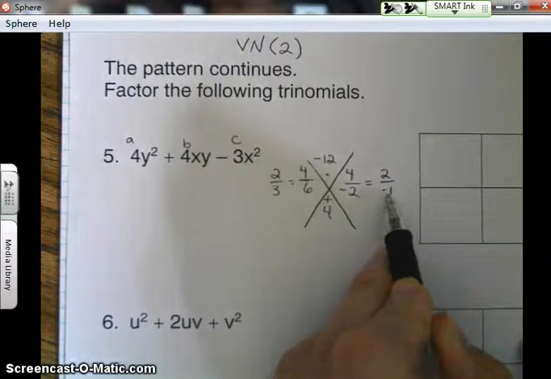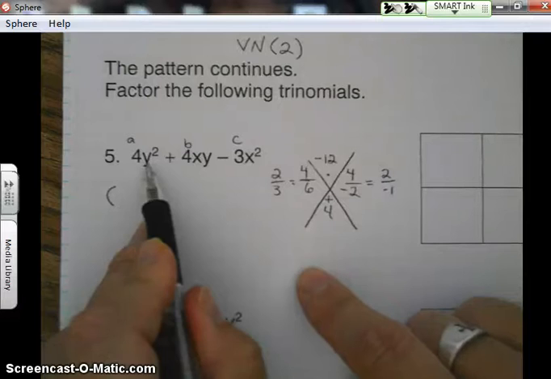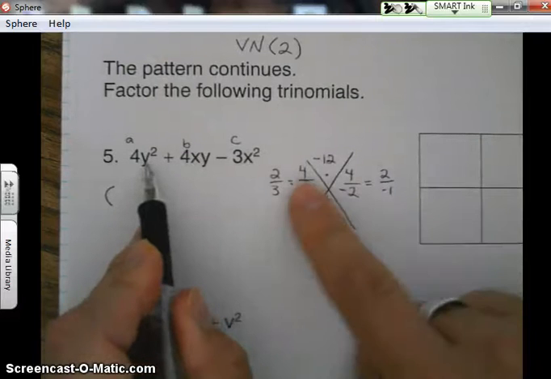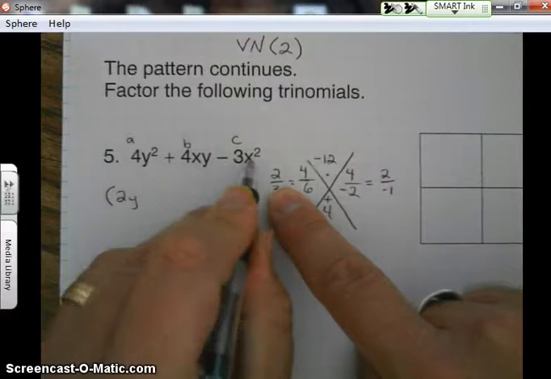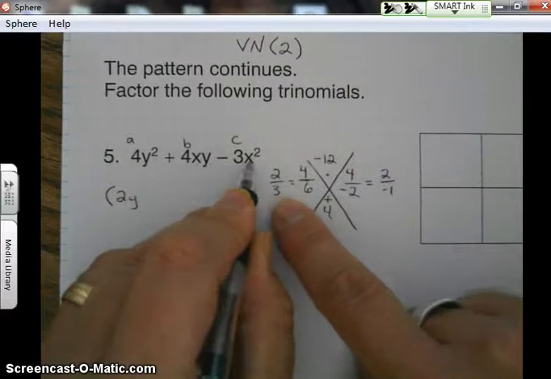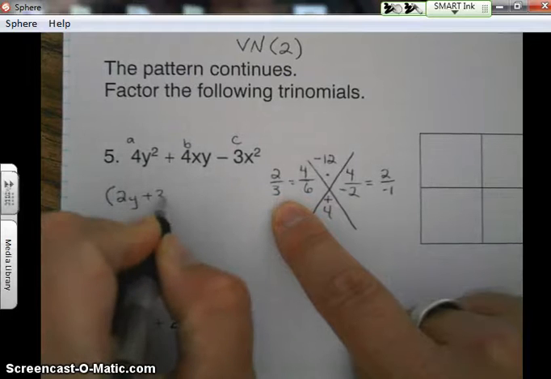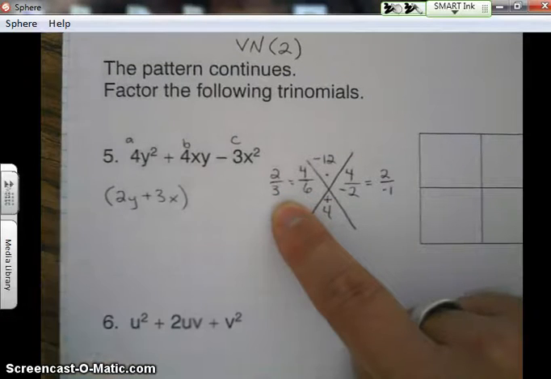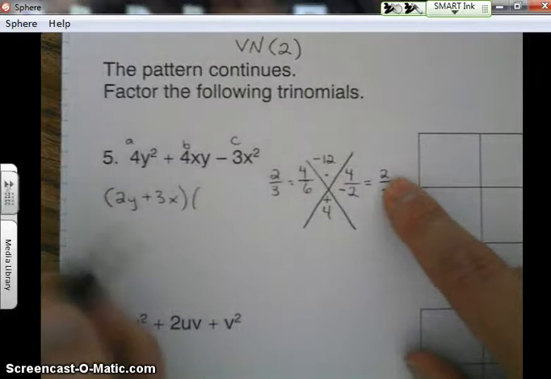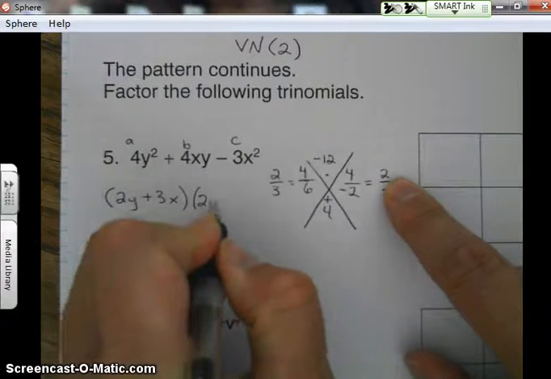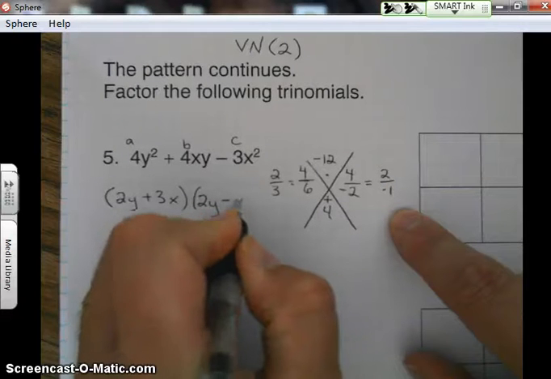Okay? So now notice we have two letters. We have y and an x. So the y goes with the top number, so 2y. And then the x on the back is going to go with the bottom number in this case. So that's going to be our first factor. So on the second one, the top is going to go with our first letter, and then the bottom is going to go with the last letter.